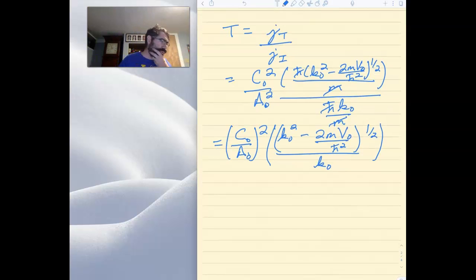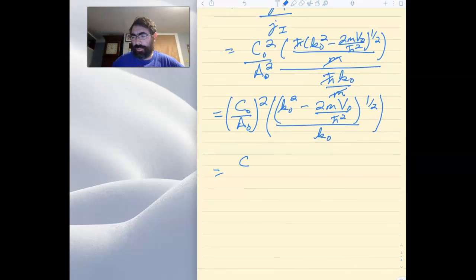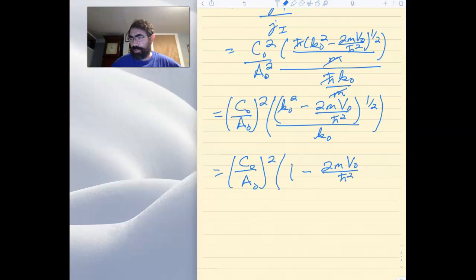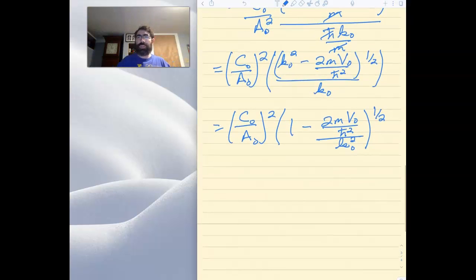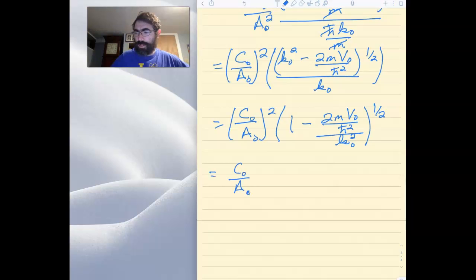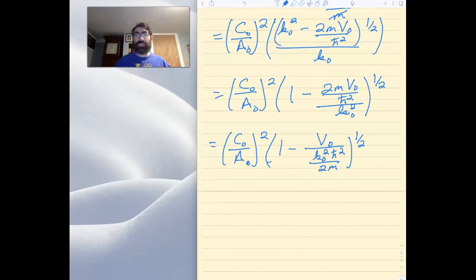Now, if we were to bring the K0 into the square root, then we would get C0 over A0 quantity squared, and K0 squared divided by K0 squared is 1, minus 2mV0 over H bar squared all over K0 squared. And that's the square root, the one half power. And so now we can actually rewrite this as 1 minus V0 over K0 squared H bar squared over 2m. And if I remember, that's the total energy.